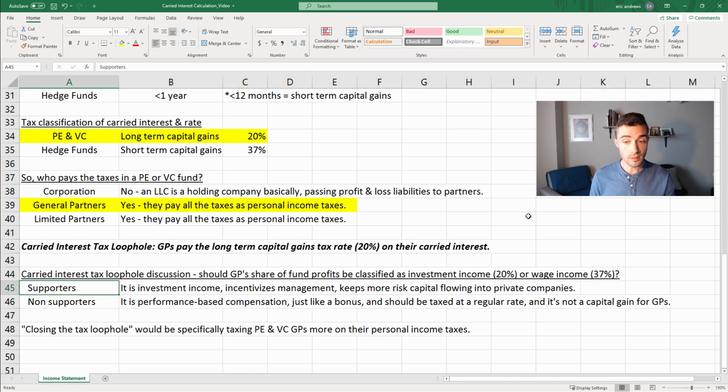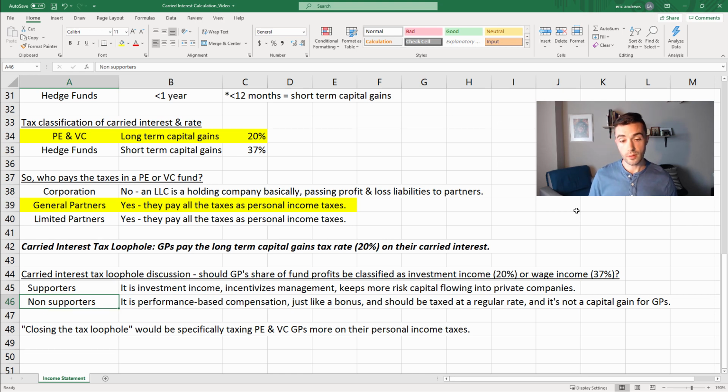So the supporters of the carried interest tax loophole say that it is investment income, that because the GPs invested this money for so long, the income is from investments, and it incentivizes management to create larger returns for the LPs. And also having lower tax rates on this sort of investment gains keeps more risk capital flowing into private companies, and that stimulates the economy. So those are the supporters of it.